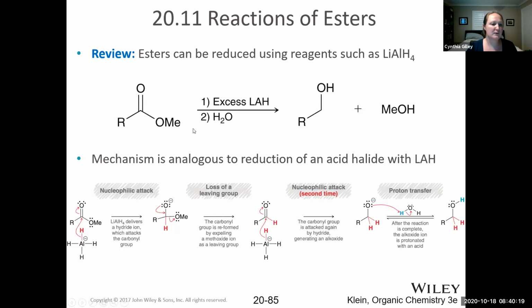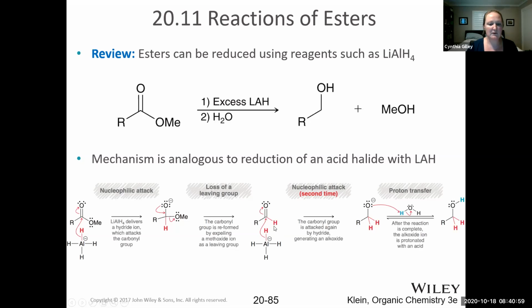We can also reduce esters using excess lithium aluminum hydride to primary alcohols. Again, this mechanism is entirely analogous to the reduction of an acid chloride with LAH. The only difference is instead of a chloride leaving group, we have a methoxide leaving group, but all of the other steps are the same. Nucleophilic attack by the hydride of LAH onto the carbonyl of the ester forms a tetrahedral intermediate. Loss of the methoxide leaving group produces an aldehyde intermediate, which can be further reduced with LAH.